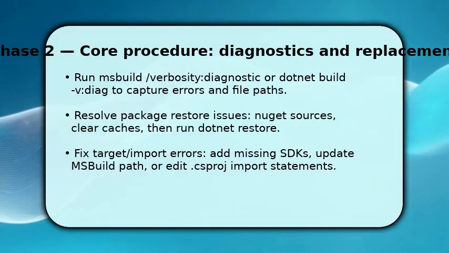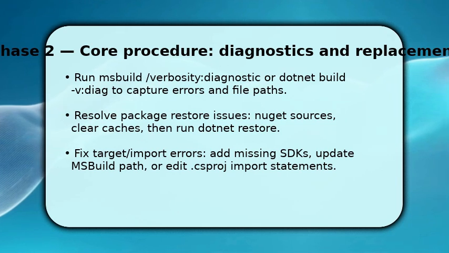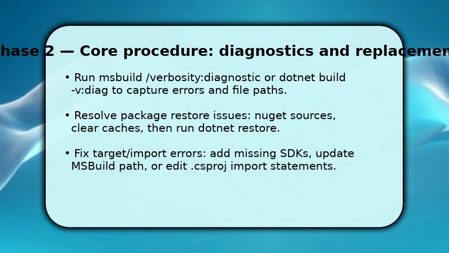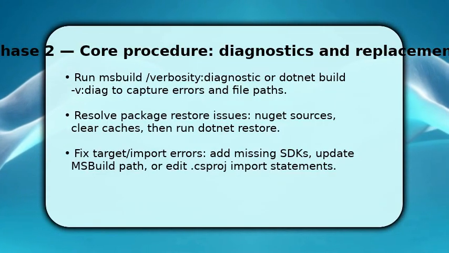If errors cite missing targets or imports, add the needed SDK or correct the MSBuild path. Edit the csproj import to point to existing targets files. Make incremental builds after each change to isolate what fixed it.